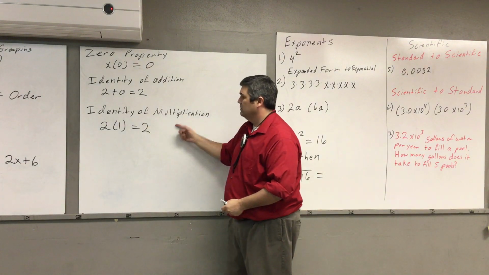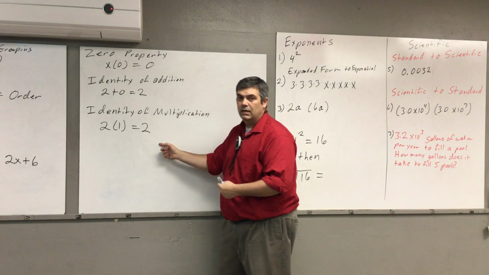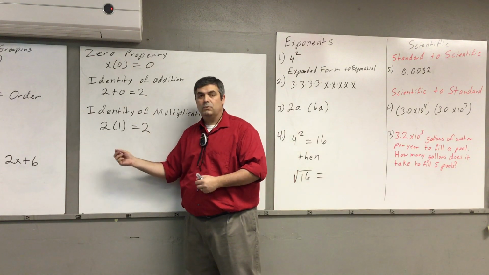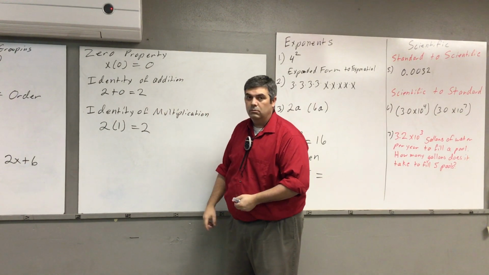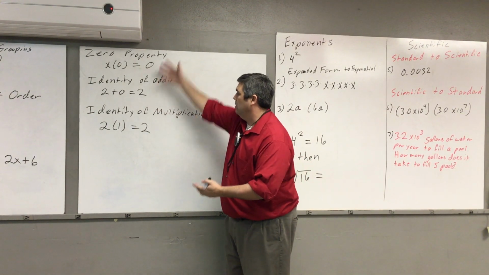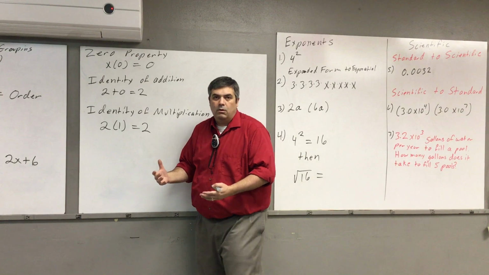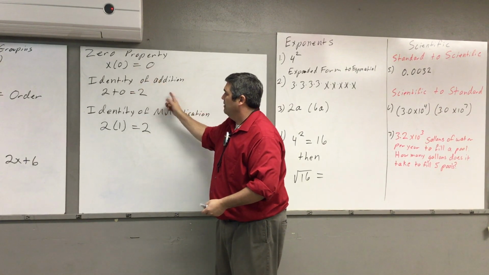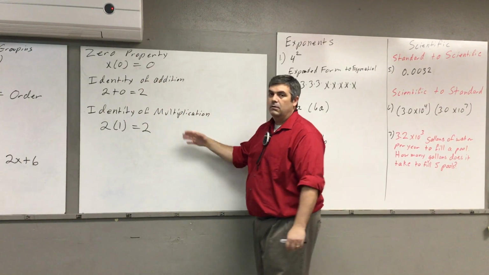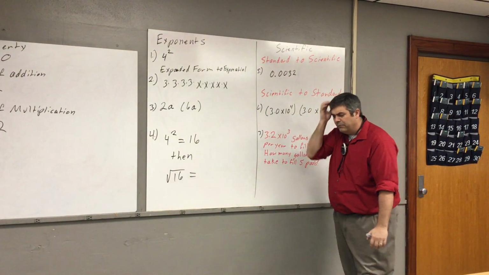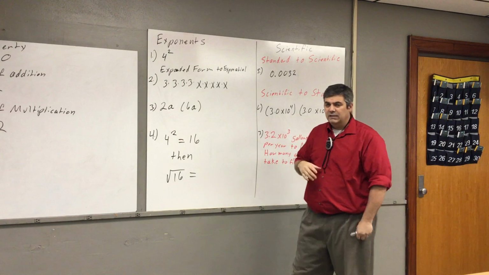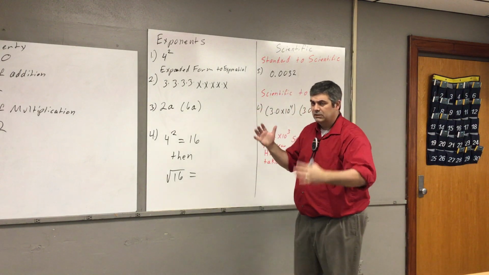Identity of multiplication, 2 times 1 gets 2. When you multiply a number times 1, you get that number back. These you've been doing since grade school. Don't mess them up. Actually, all 3 of these you have been doing. You just didn't know what they were called. Zero property, identity of addition, identity of multiplication. Be careful with those. All right. So now we get them over here, and we're going to go through this fast because I don't want to spend a ton of time on things that you should know.